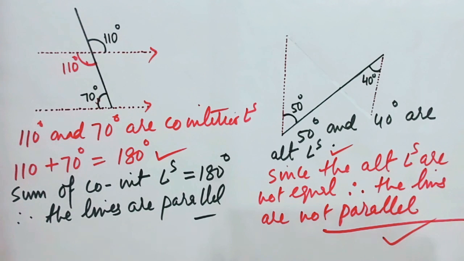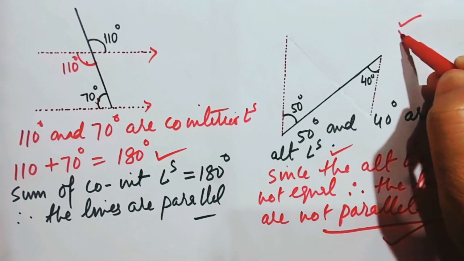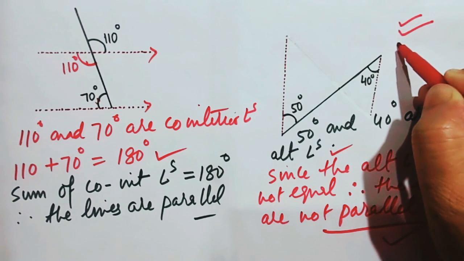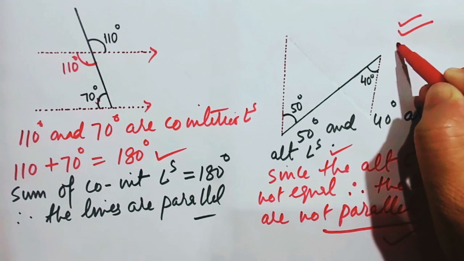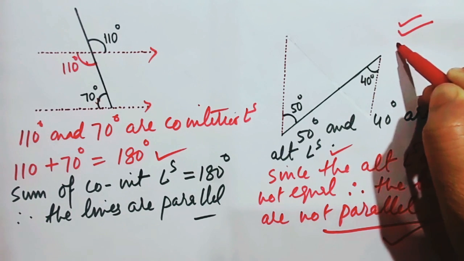Once again, before we end, parallel lines can be found out only if the alternate angles are equal, the corresponding angles are equal, and the sum of co-interior angles is equal to 180 degree.